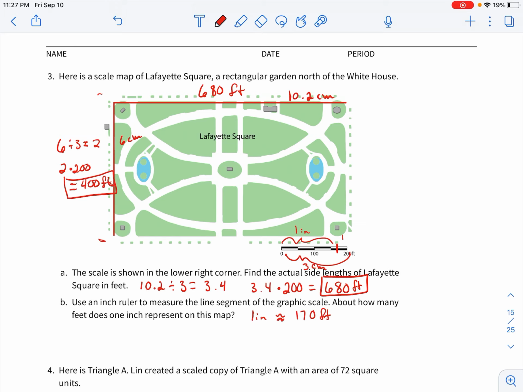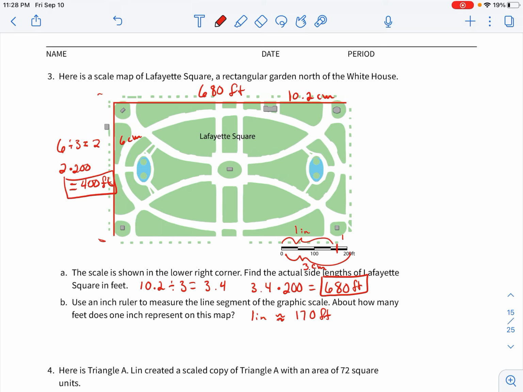Okay, so I measured this top length, and that was 10.2. And down here, I know that 3 centimeters is equal to 200 feet. So I need to find out how many 3 centimeters goes into 10.2, and that's 3.4. And so now I have 3.4 lengths of that, which each equals 200. So I take 3.4 times 200, and you get 680 feet.